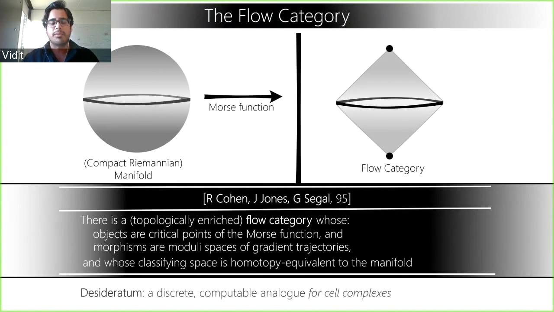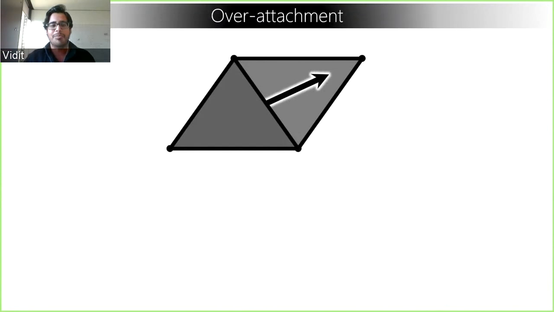So, like I said, what I want is a discrete version of that story, a cellular version, a piecewise linear version, if you like, of this Cohen-Jones-Segal construction for smooth manifolds. And now, two things go horribly wrong when you try to do this. Let me tell you what the obstacles are before I tell you how we can solve them. The first problem you get is over-attachment. So let's say you wanted to do this pairing that is indicated by the arrow.